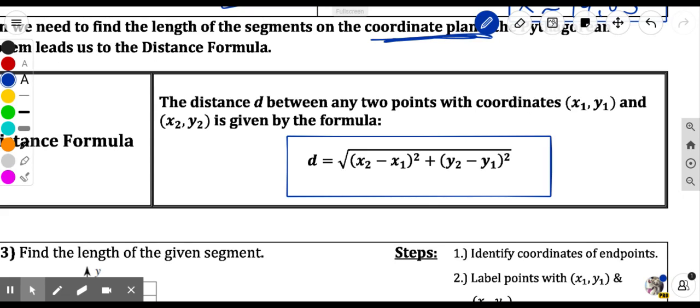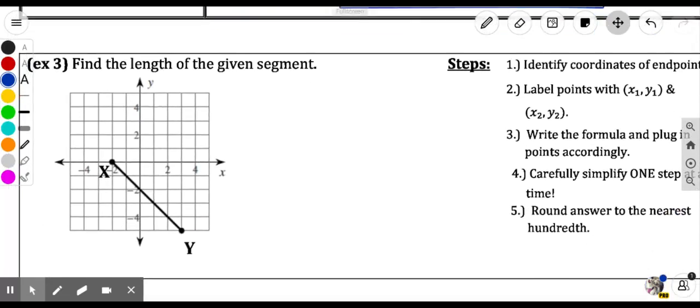Basically, you're given two ordered pairs. So say here's one ordered pair, here's the other ordered pair. We call them x1, y1 and x2, y2. They're just labels for the numbers, so that way you know where to plug it in. And so you plug in the values, and then you simplify. So I think once you see an example, you'll see it's pretty easy.